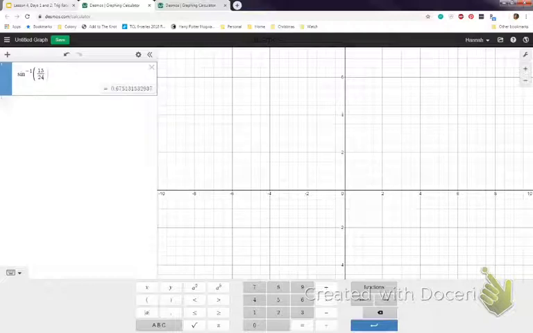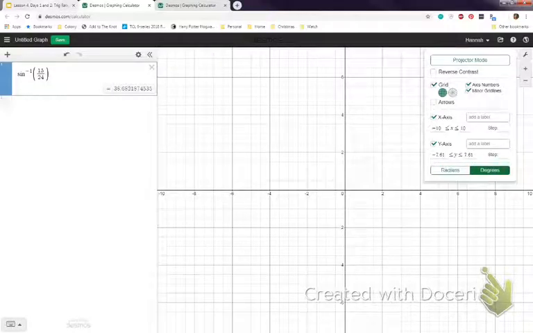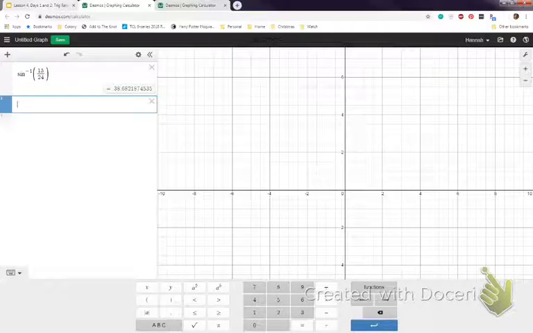Is that correct? Is that my answer? No. Wait, no. Why not? What did I forget to do? I forgot to change it to degrees. Now, is that a correct answer? Yes. So you see how I did inverse sine right there?